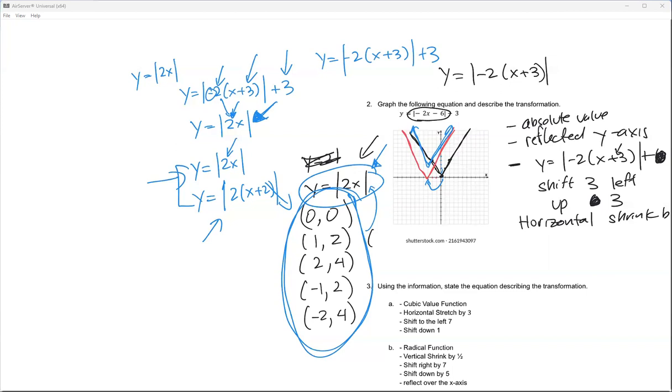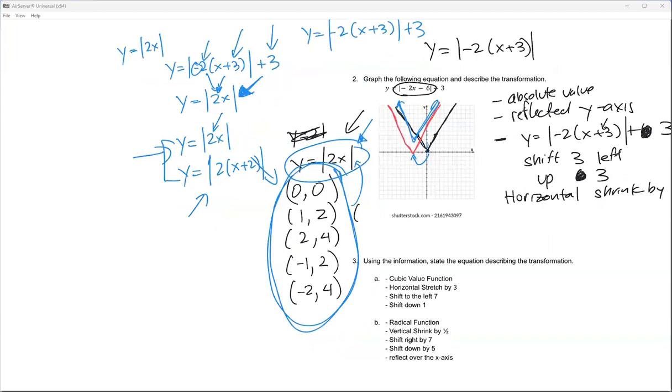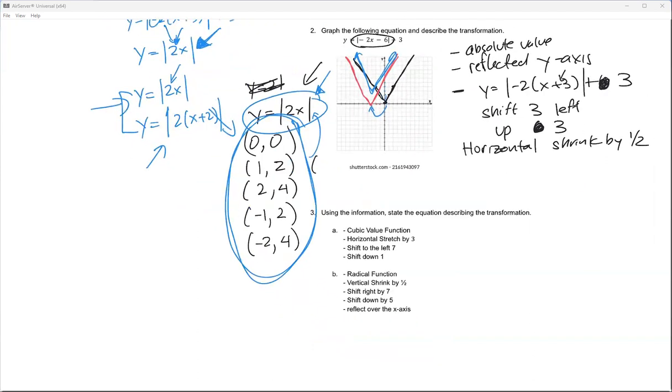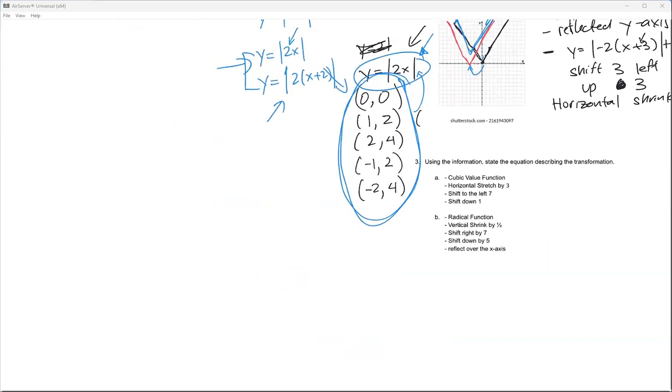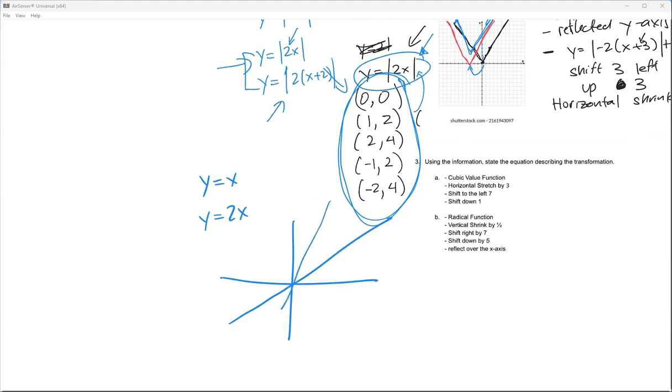Yes, Kira. So the 2 is basically the slope, correct? Yes, you could think of it that way. But again, we don't have a slope because it's an absolute value function. But yes, you could think of it that way. Like if you think of y equals x and then y equals 2x, right? What's the difference? You have one doing this and the other one doing this, right? One's in red and the other one, this is the 2x right here.